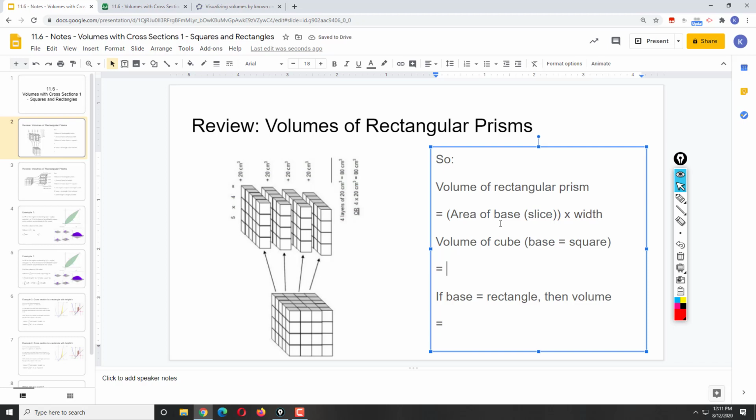That means that for the volume of our cube, the area of each slice is just the side length squared. That's the area of the base times our width. And if we have a rectangle, then the area of each slice is going to be side length times our height. That's the area of the base times our width.